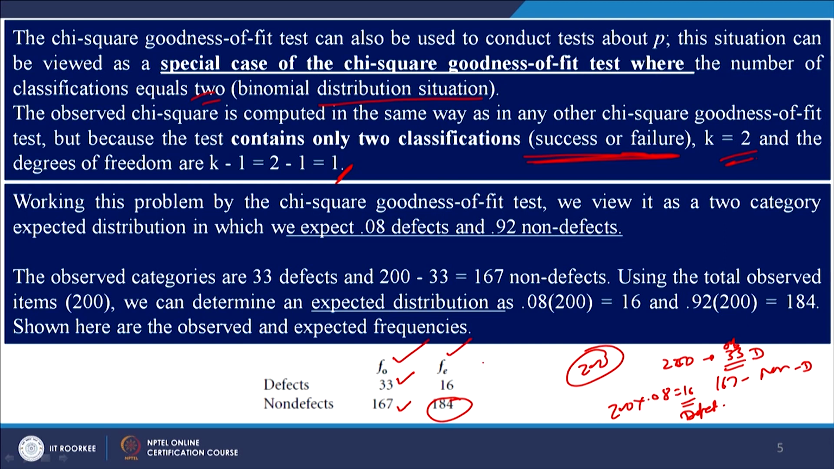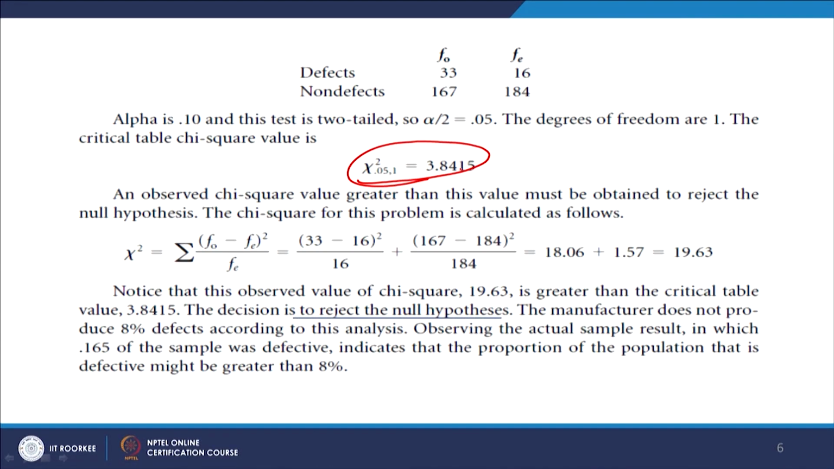Now, you can apply the chi-square test and check whether the observed frequencies and expected frequencies match with each other or not. The chi-square value from the table is 3.84 and from calculation the chi-square statistic is 19.63. So, we will reject the null hypothesis because this is your rejection region. The critical value is 3.84, somewhere here, and 19.63 is in the rejection region. So, we will reject the null hypothesis. What was the null hypothesis here?